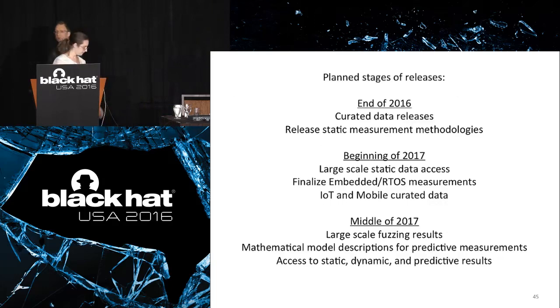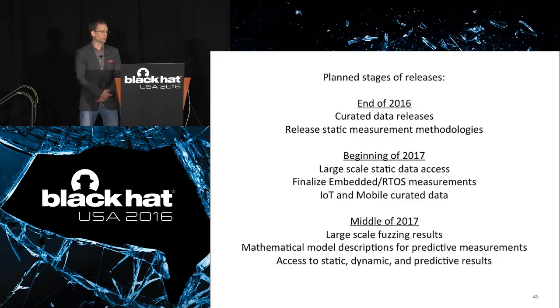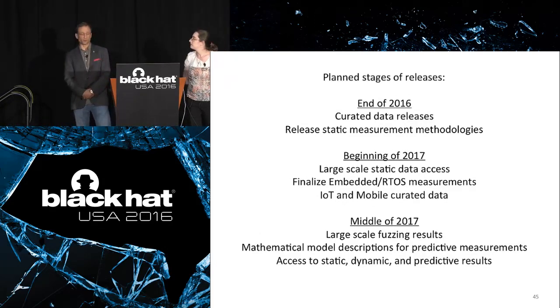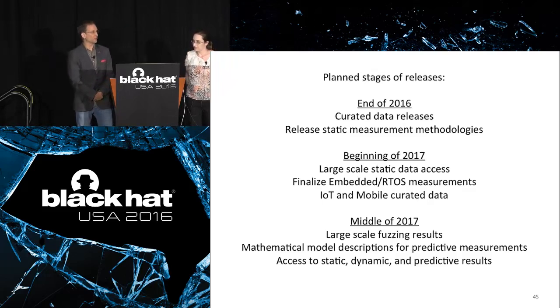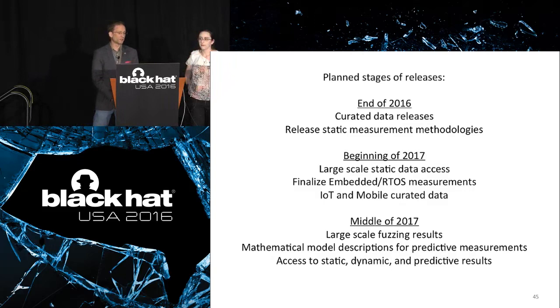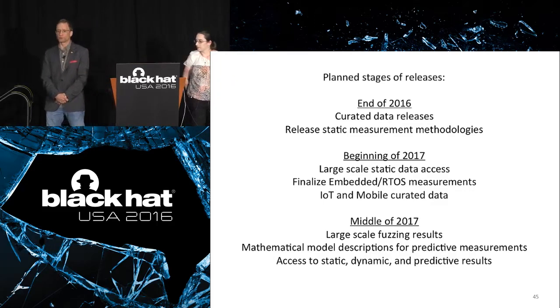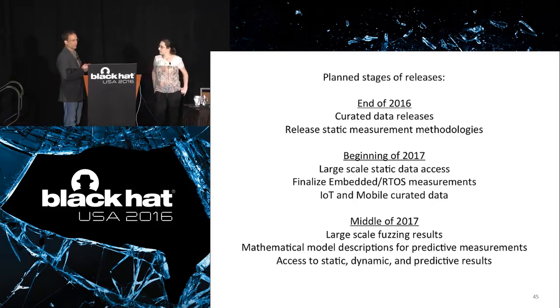So I'll wrap up. This is our timeline. By the end of 2016, you're going to see a bunch of curated data releases for us with some write-ups, think Consumer Report style. And we're releasing more of the specific details about the static measurement technologies. We've given you a high-level overview here. 2017 is going to be the large-scale access to the different back-end resources, and hopefully with enough of the exemplars that you saw here, people can slice and dice it in ways that matter more to them.